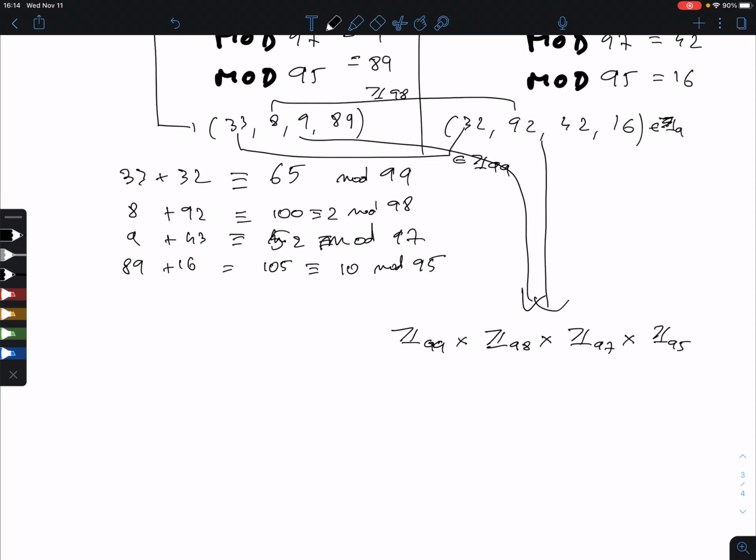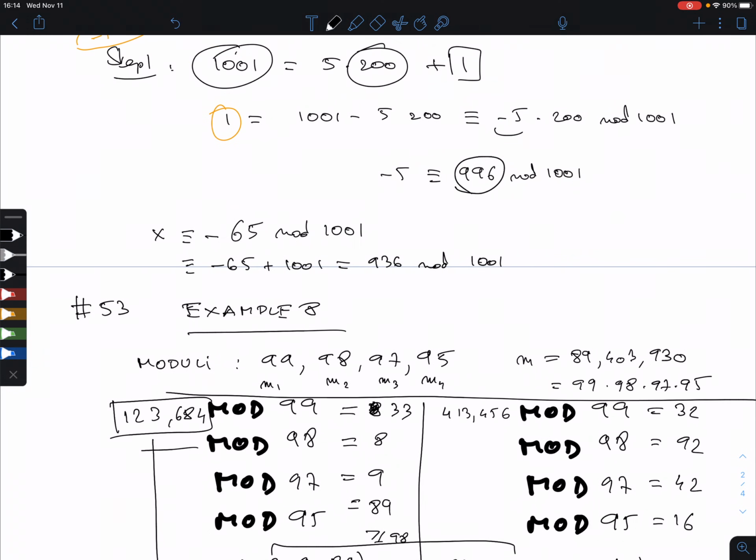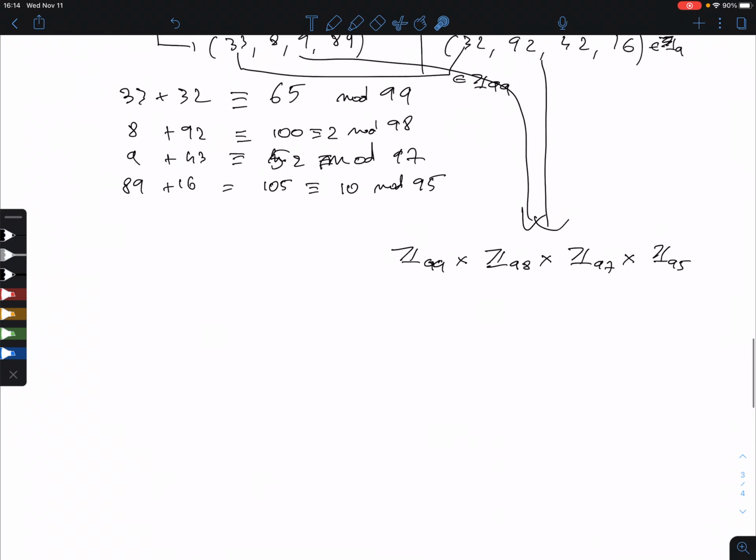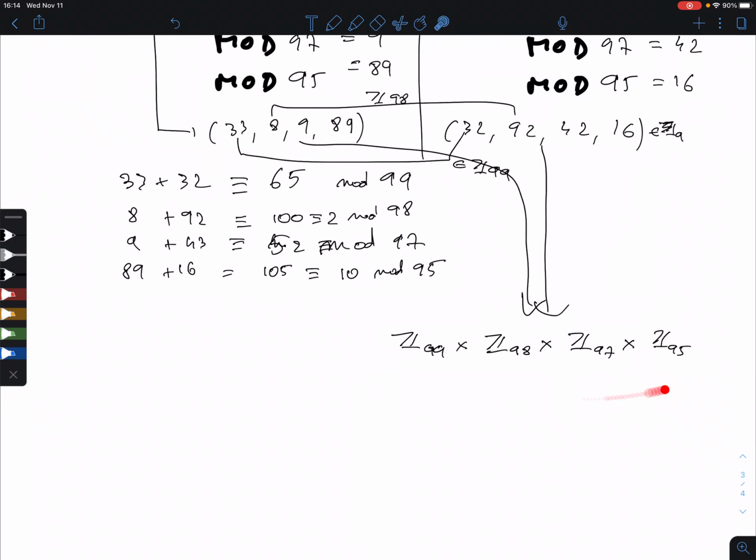And so the claim is every 6-digit number, in fact, much better, any number less than this here, so in particular every 7-digit number, has a unique representation as a quadruple in this set. Remember, these are 4-tuples, where the first entries, in this case 33, 8, 9, and 89, are the remainders modulo the various moduli. And we then do the operations in each of these one by one. We add in here, we add in there, we add in there. That's what we do.